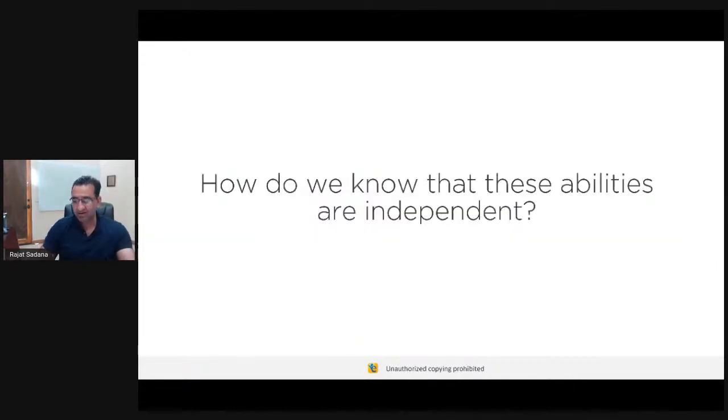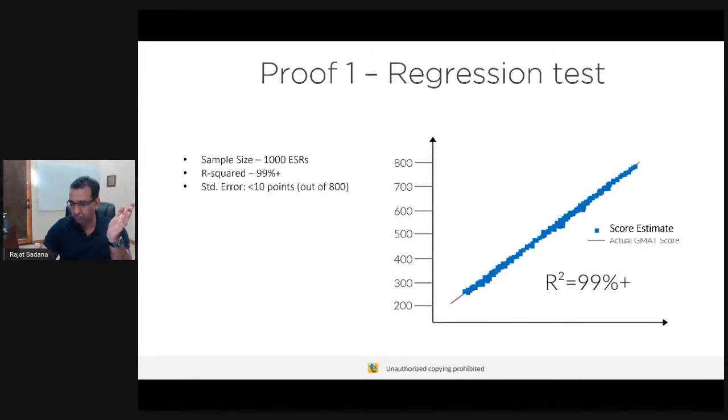And why do we say that these abilities are independent? And their independence is a really key thing. Why? Because it allows you to focus and study one subsection independent of the other. Okay, so as I said, we study the GMAT really deeply. We actually are researchers in many ways.